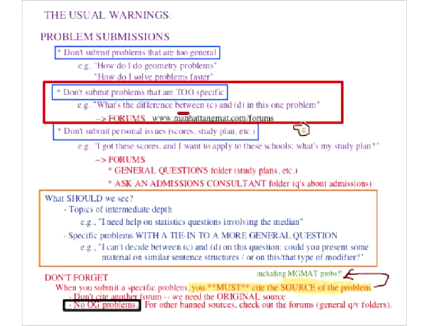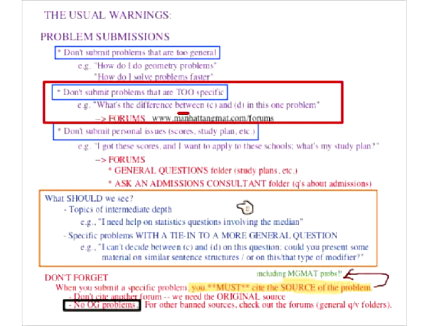Those are at manhattangmat.com/forums. Also, personal issues, please don't submit those. Please don't give me a submission like, here's my current score, here's my goal score, what do I do? This is not the place for that. There's also a place on the forums for that. It's a general questions folder. That's where you should post that kind of thing.